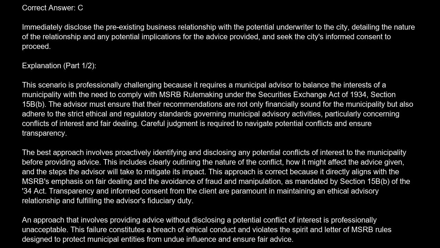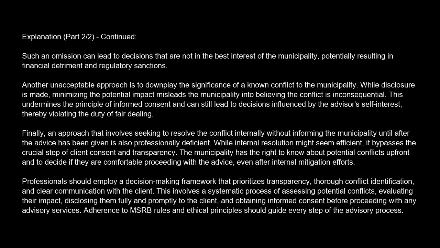An approach that involves providing advice without disclosing a potential conflict of interest is professionally unacceptable. This failure constitutes a breach of ethical conduct and violates the spirit and letter of MSRB rules designed to protect municipal entities from undue influence and ensure fair advice. Such an omission can lead to decisions that are not in the best interest of the municipality, potentially resulting in financial detriment and regulatory sanctions.